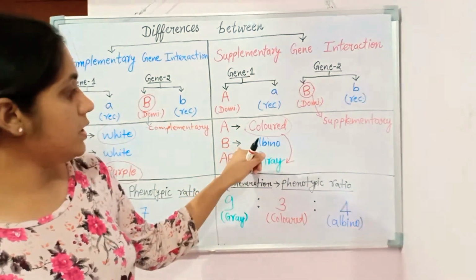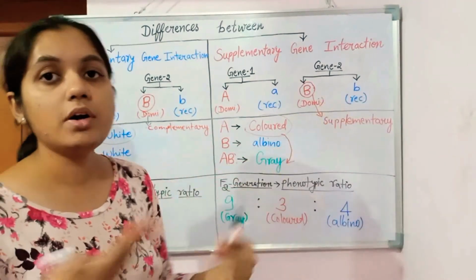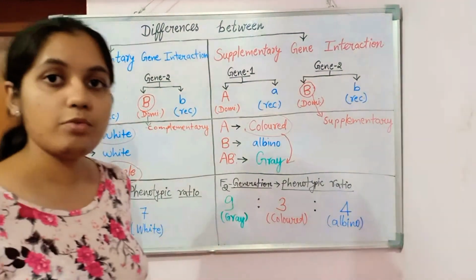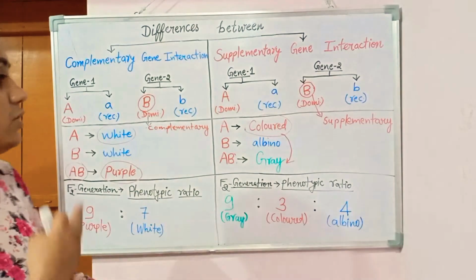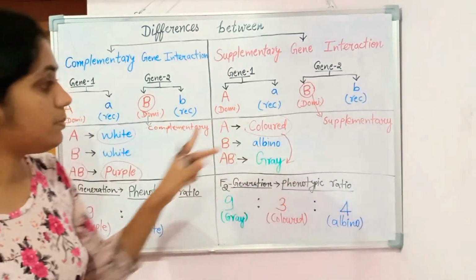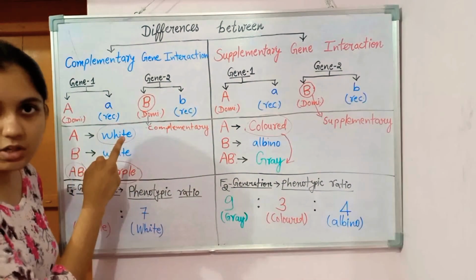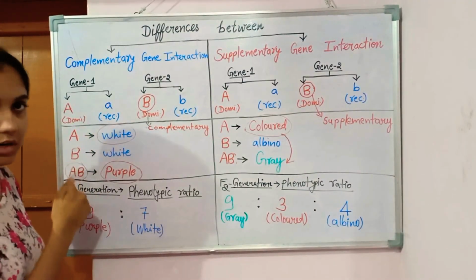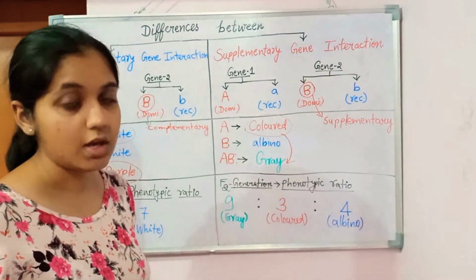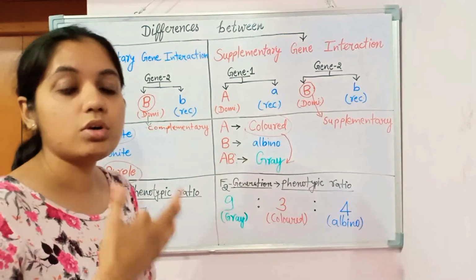Okay, and capital B shows the albino. Albino means no phenotype, means this capital B, the supplementary gene, does not have any type of phenotype. And here also the complementary does not have any type of phenotype, but when it is present together with this another dominant allele, then it produces the phenotype. And here the main difference is what? The main difference is this: in this complementary gene interaction, the dominant allele of the gene 1 does not have its own phenotype. It can't express independently. It only expresses when it is present with the dominant allele of the gene 2 or the complementary allele.